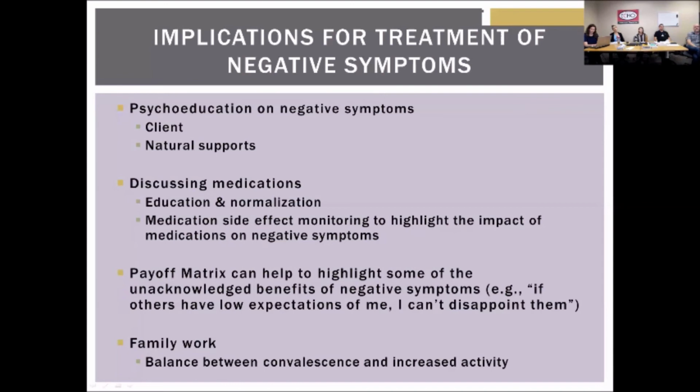And then I think talking with the family members about the need to balance convalescence with increased activity. And the analogy that I will give to family members is that it's a bit like when you have the flu and your body sort of forces you to shut down, like everything is strenuous. And so you're doing a lot less. And that's good because it helps your body start to fight the infection and to start to repair itself. The same thing happens with negative symptoms.